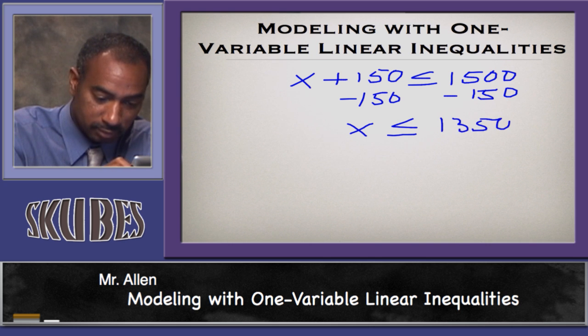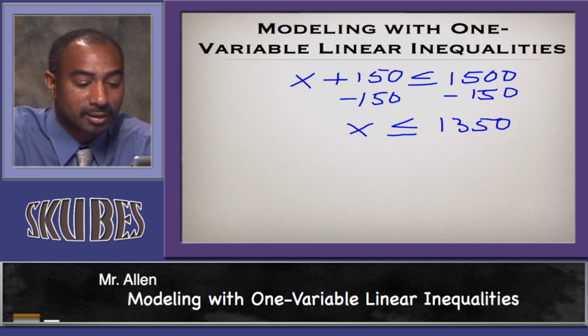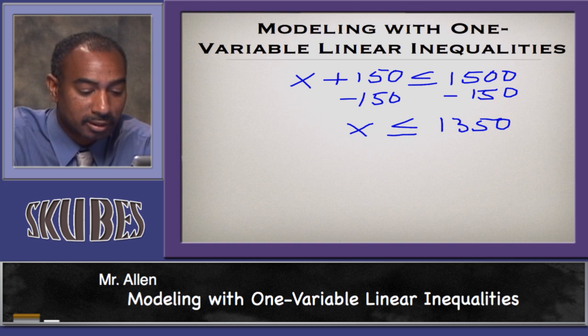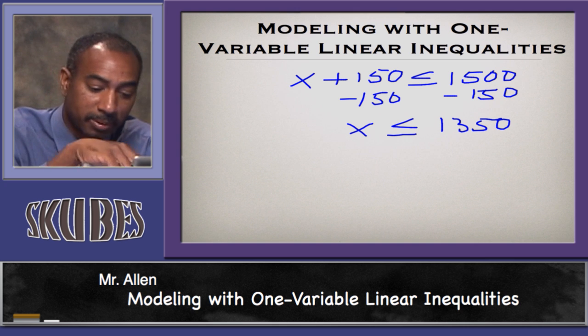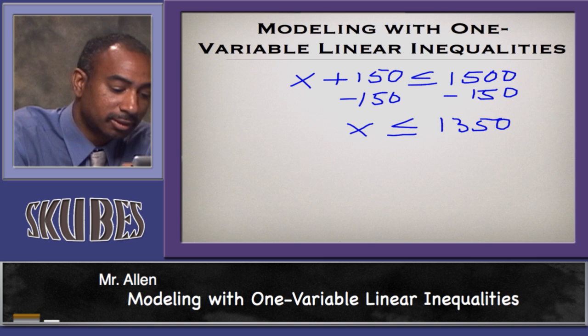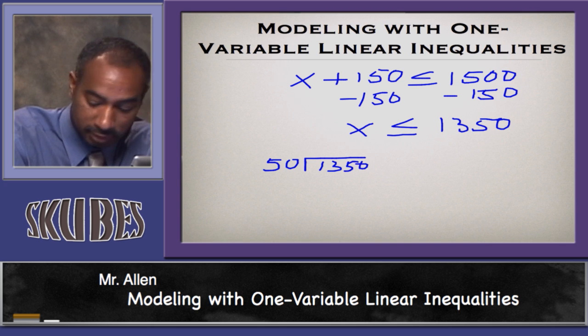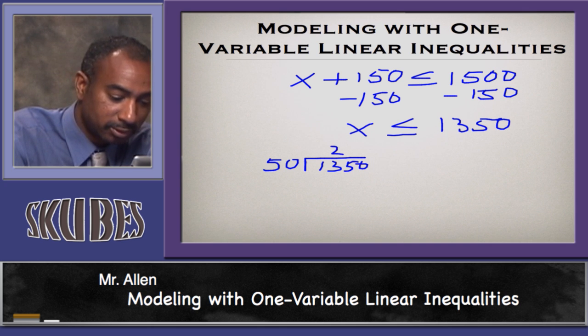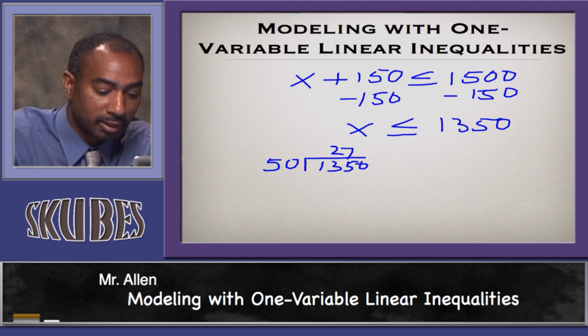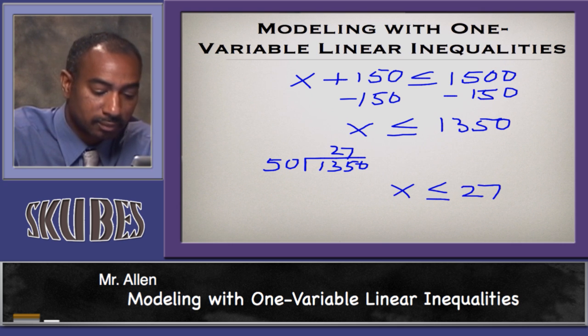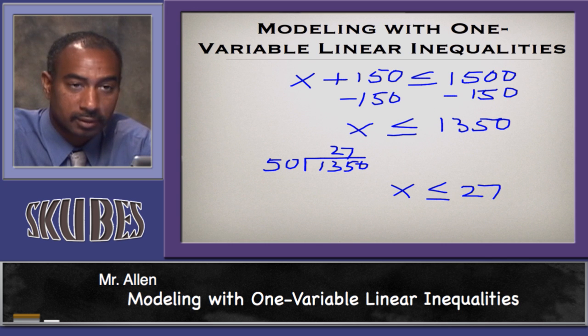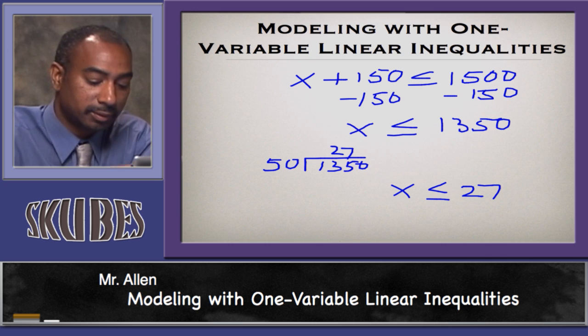And you get this. But this is how much the weight is. They ask how many bags he can have on that. Remember, each bag is 50 pounds each. So you're going to divide 50 into 1,350. And that's going to give you 27 when you divide that. So you can have no more than 27 bags of rice. That's the maximum you can put on there. It's 27.